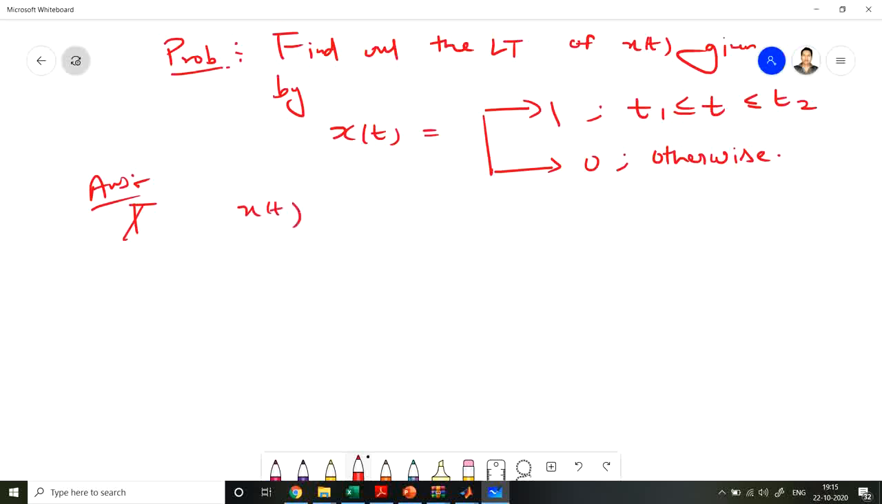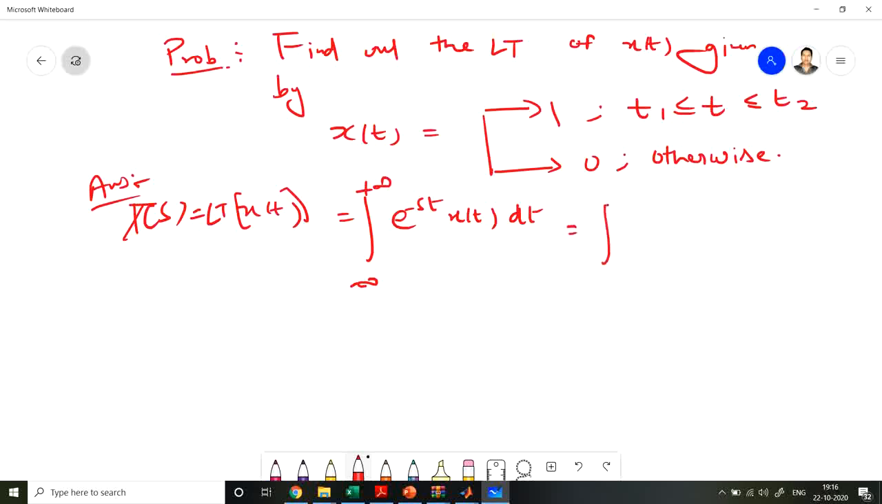First we have x(t) equals 1. So basically the integral goes from minus infinity to plus infinity of e raised to the power minus st into x(t) dt. This is the definition of the Laplace transform, that is X(s), the Laplace transform, equals the integral from minus infinity to plus infinity of x(t) e raised to the power minus st dt.